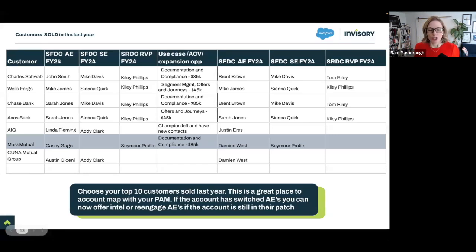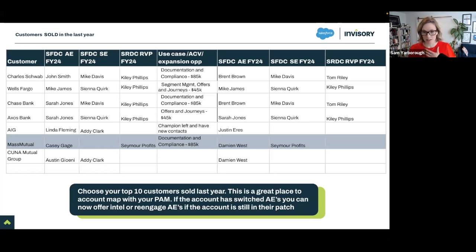So this is an example of customers sold in the last year. You should have all this information in your CRM, but look at the customers that you signed a deal with Salesforce last year. For example, we'll look at Mass Mutual. We know that the Salesforce AE when we sold Mass Mutual was Casey Gage. His RVP was Seymour Profits. The actual use case in which we sold Mass Mutual was documentation and compliance. The ACV was $85,000.